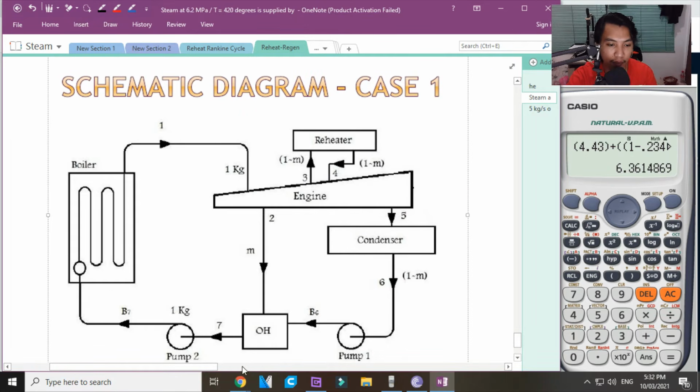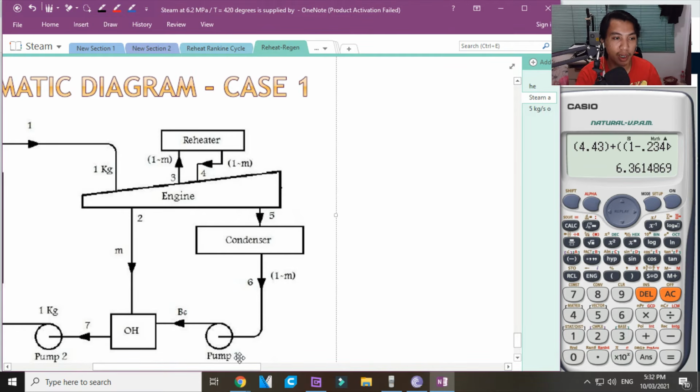Yan. Tignan mo. Sa H1, pumasok. Ilista ko, 1, energy in. Baka nalilito ko energy out. Tignan mo. Nandito si work ng turbine 1 tapos H1. Lahat ng pumasok. So, pumasok si 4 plus 1 minus M1 H4.